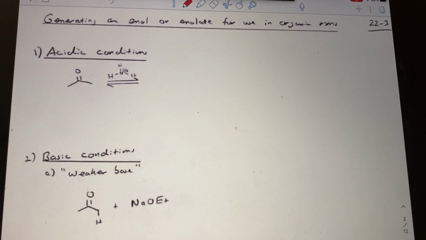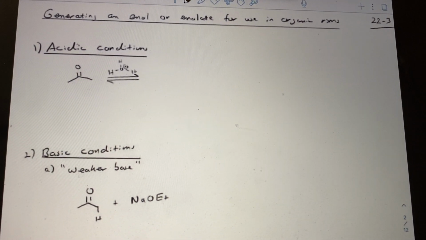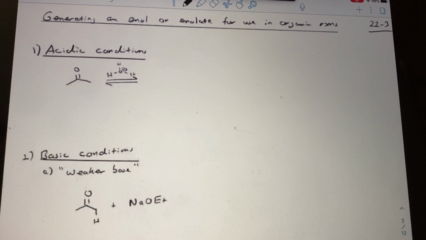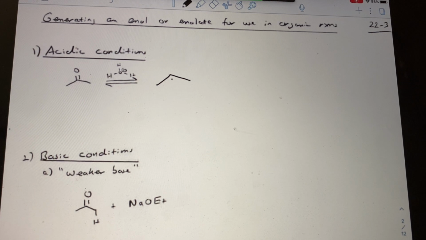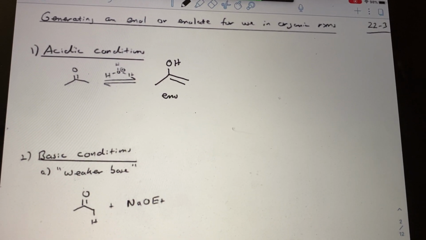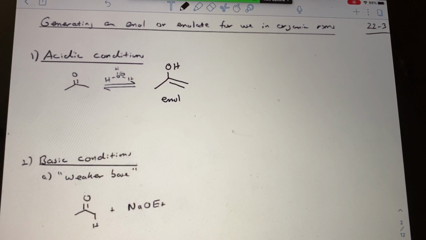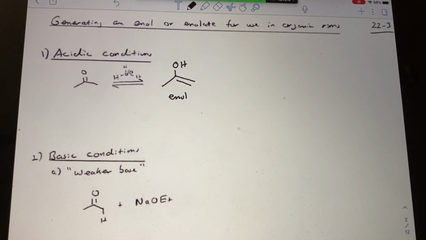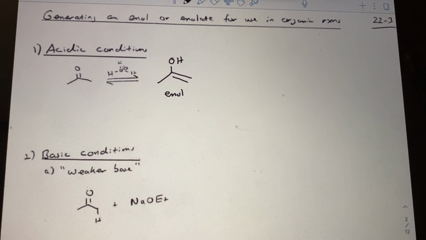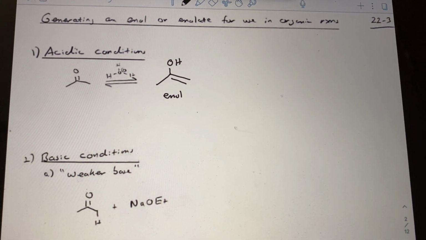Let's not redraw the mechanism, but under acidic conditions you're going to use something like hydronium ion, and you'll have the mechanism that we saw above, and you're going to generate the enol form. And that's pretty much it in terms of the acidic conditions. Where the choices oftentimes have to be made is under basic conditions, and this is actually generating the enolate.